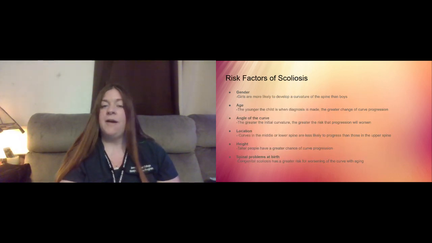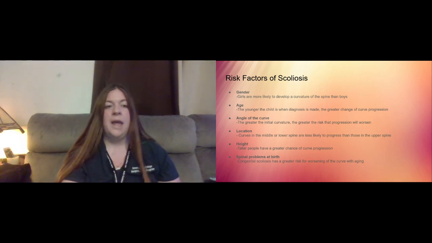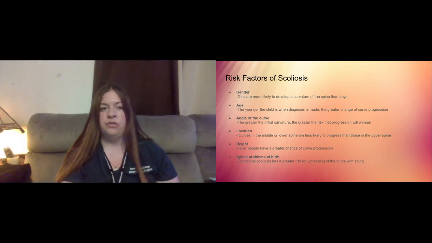There are several different risk factors for scoliosis. First, we have gender. Girls are more likely to develop a curvature of the spine than boys. Age. The younger the child is when diagnosis is made, the greater chance of curve progression. The angle of the curve. The greater the initial curvature, the greater the risk that progression will worsen. Location. Curves in the middle or lower spine are less likely to progress than those in the upper spine. Height. Taller people have a greater chance of curve progression. And spinal problems at birth. Congenital scoliosis has a greater risk for worsening of the curve with aging.